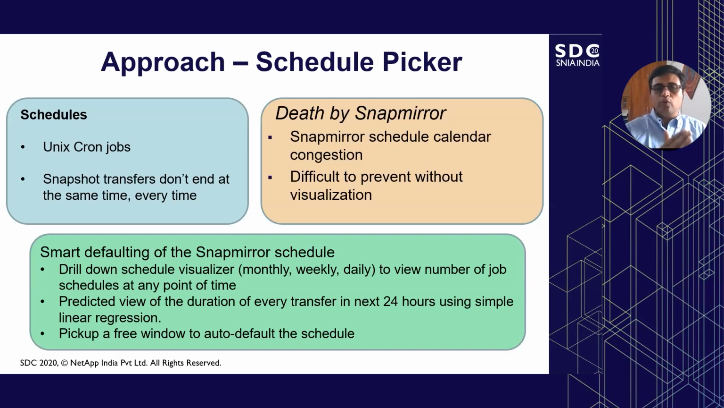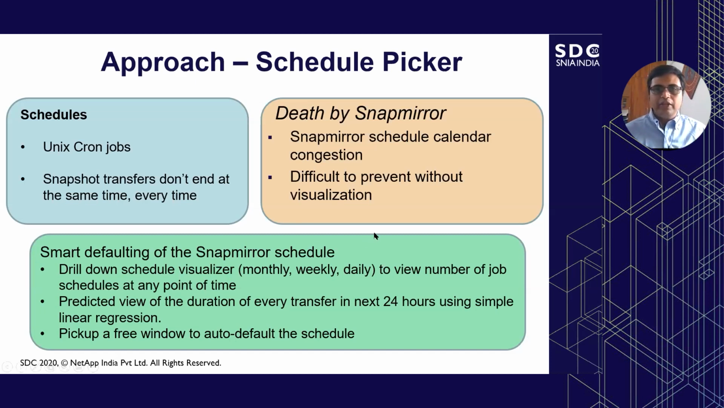But then what we thought is, let us try to predict how the next 24-hour timeline is going to be for this system when it comes to SnapMirror transfers. So we try to build a visualizer for that too. And we also built a predictor using some parameters. And this, we felt, will help the storage admin to pick up that free window in which the transfers will be faster, and the system can try to avoid getting into a death by SnapMirror kind of scenario.